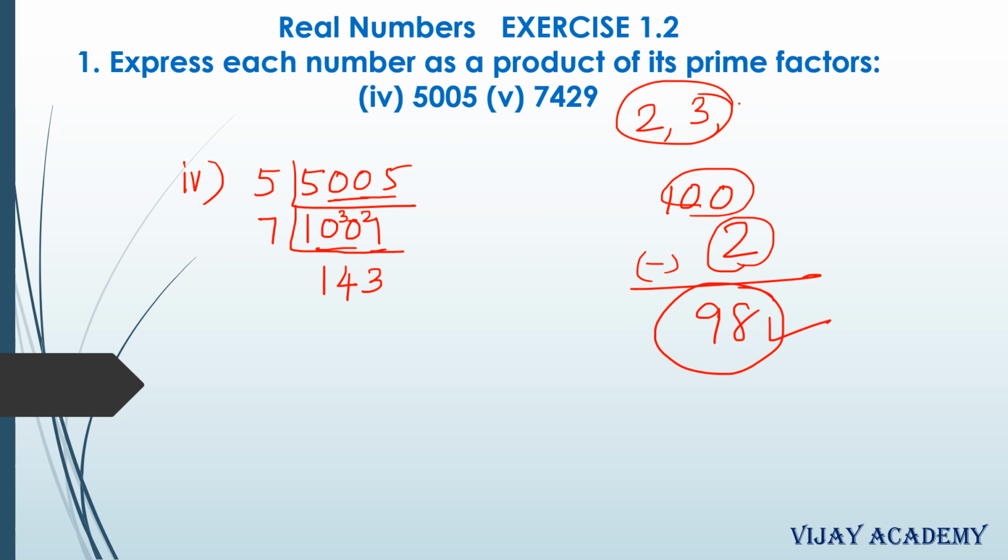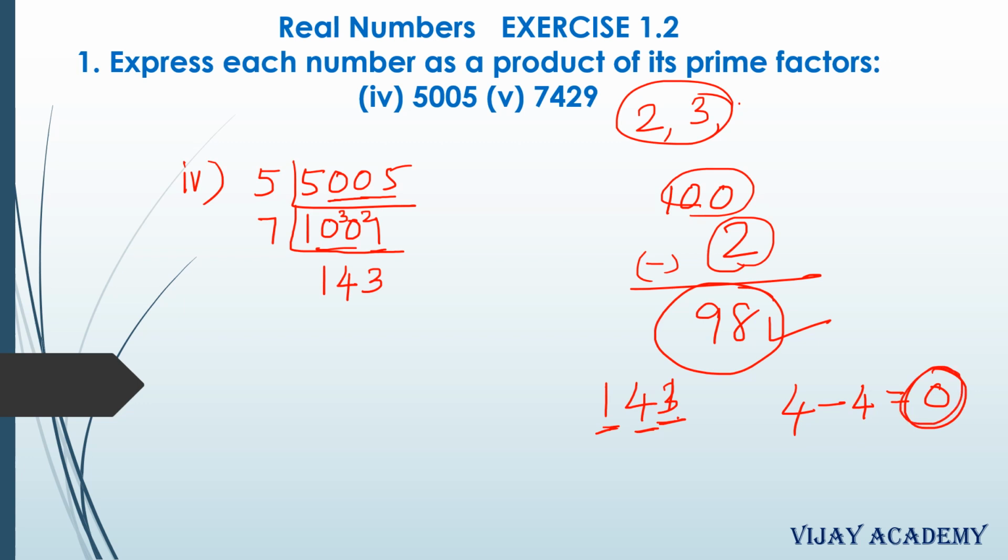Then we check this by 11. We know the divisibility test for 11. Add the digits in the odd places. So 1 plus 3 is 4. And add the digits in the even places and find the difference between them. If the difference is either 0 or a multiple of 11, then it is divisible by 11. So we got the difference 0 here.